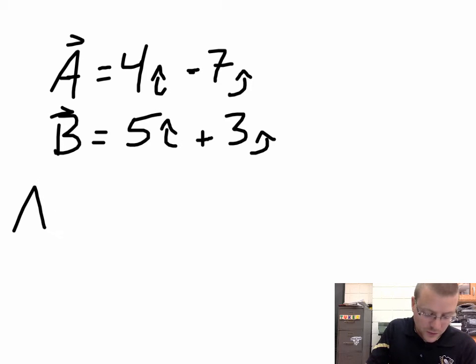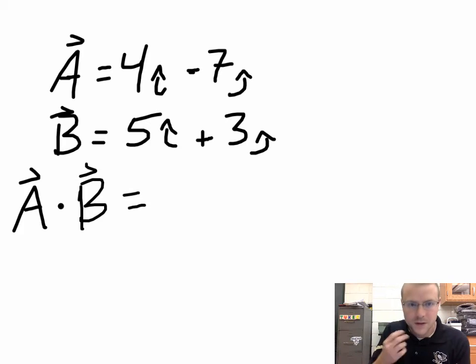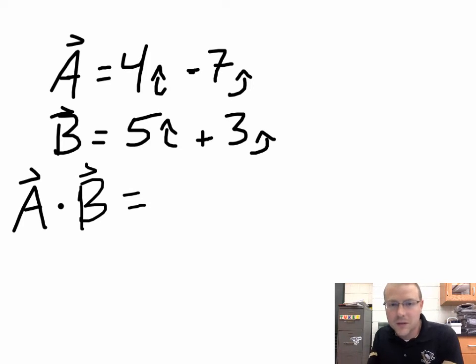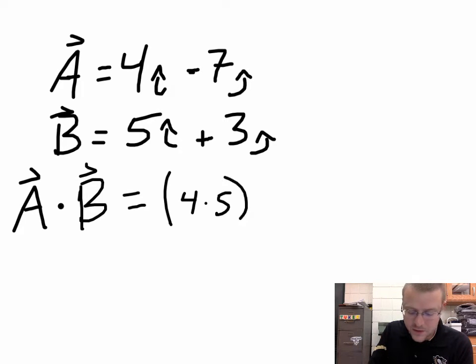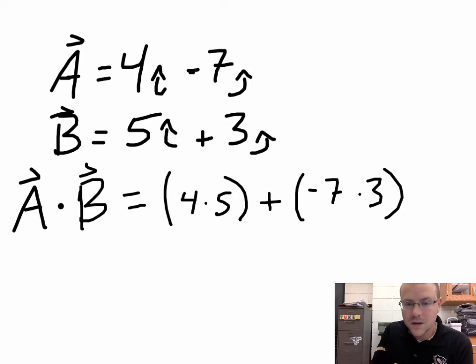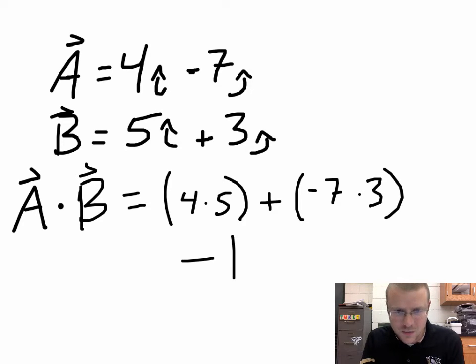So the way you can do that, if you want to write A dot B, what you're going to do is take the i components and multiply them together and add them to the j components. So the i components are 4 times 5, and we're going to add that to the j components, which is negative 7 times 3. So if you do that math, you've got 20 plus a negative 21. A dot B ends up being just minus 1. So you go, okay, great, I'm able to do a dot product.